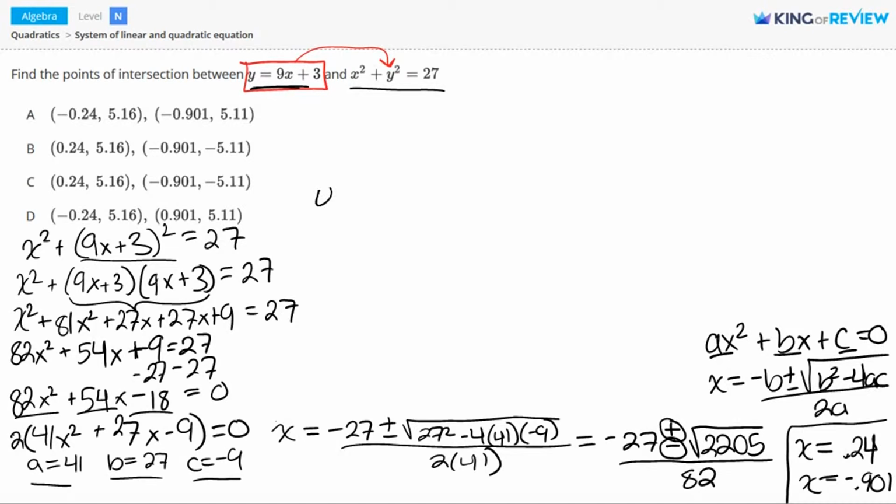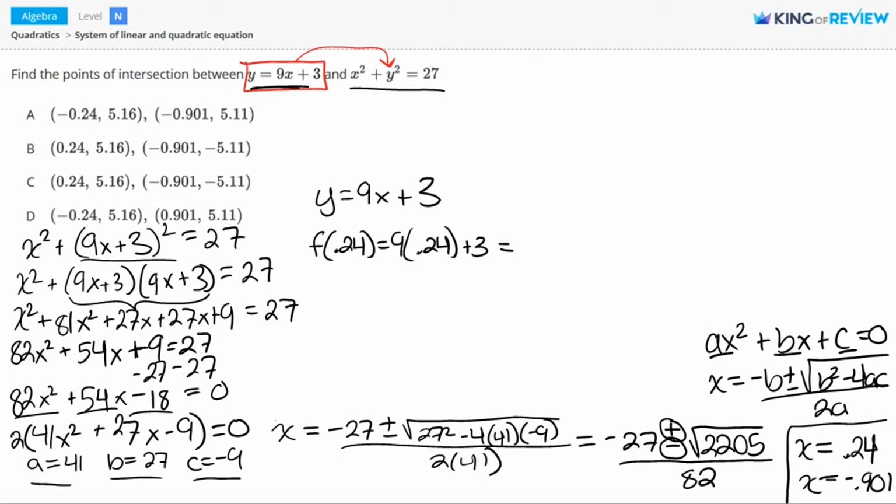So I have y equals 9x plus 3. Let's plug in our first x value. f of 0.24 equals 9 times 0.24 plus 3. This equals 5.16. So we have a point of intersection at 0.24, 5.16. This is our first point of intersection.